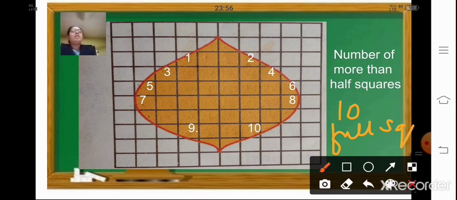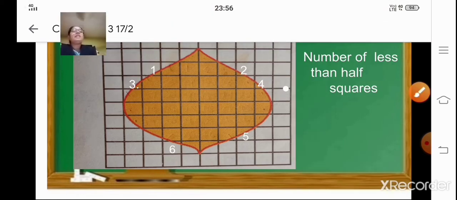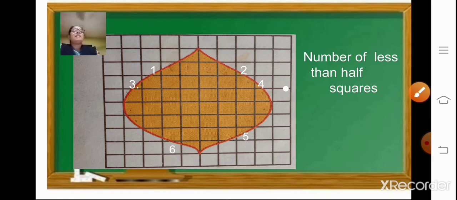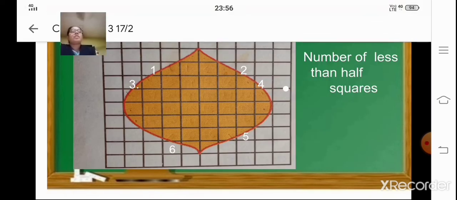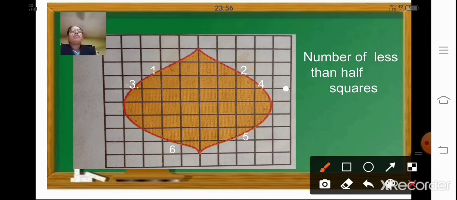again we'll just see how many less than half it is covered, that is number of less than half squares. It is 1 here. See, it is not covering half also. So 1, 2, 3, 4, 5 and 6. There are 6 squares which is covering less than half. So we will take it as 0. We will not consider that, because a square which covers less than half is left out. We will not consider that part.